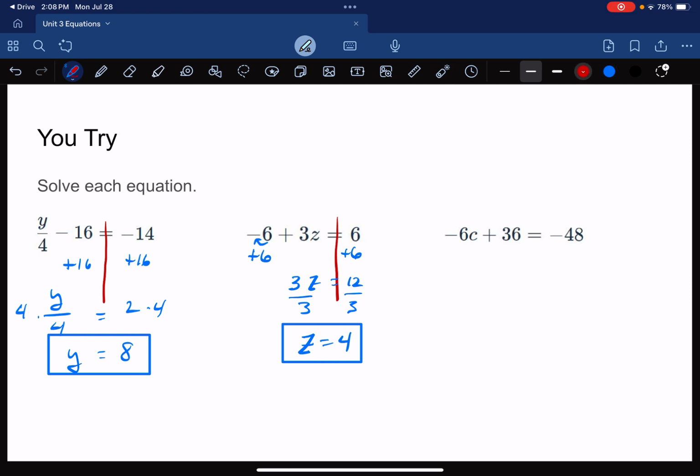On this one, I'm going to subtract 36 first. That's going to give me a whole bunch of bad guys in town. That's 84 bad guys. This is multiplication. I'm going to divide by -6. The negatives cancel, make it a positive, and then 84 divided by 6 is 14.